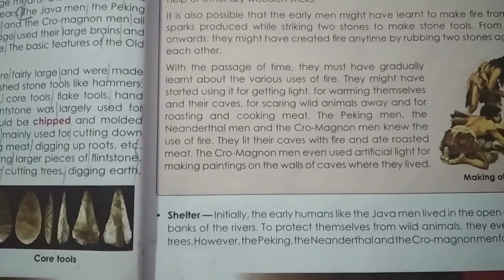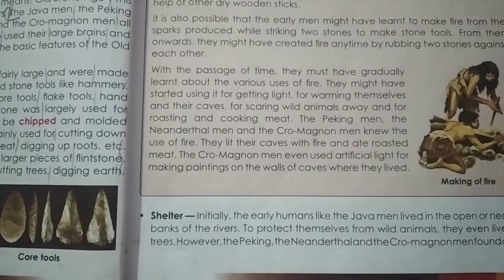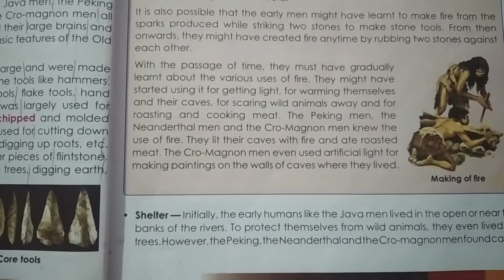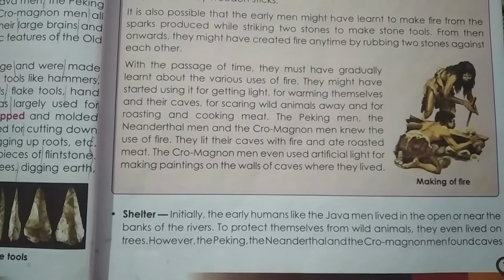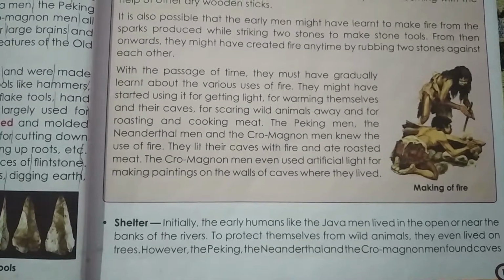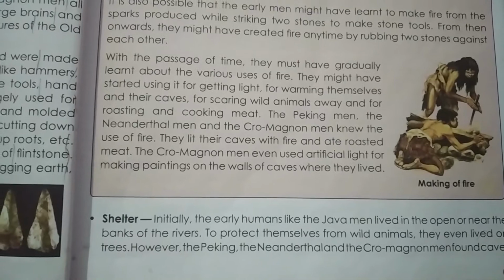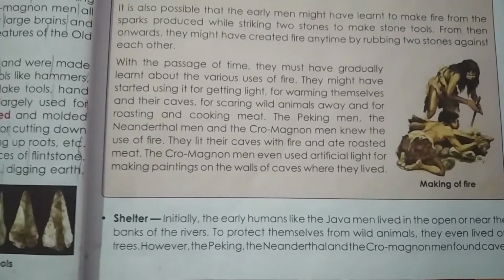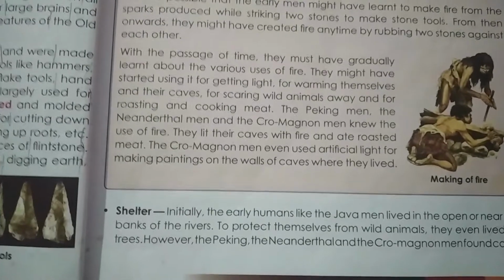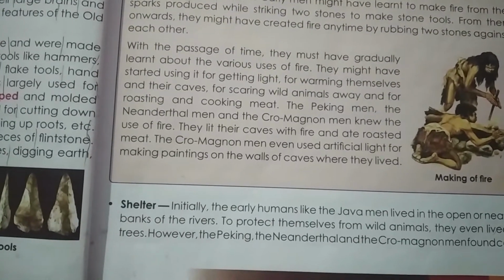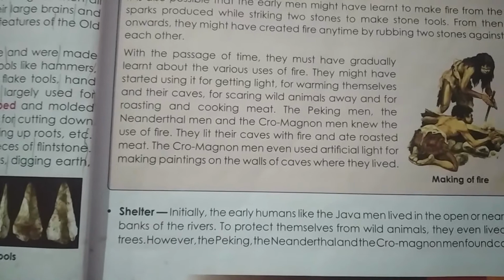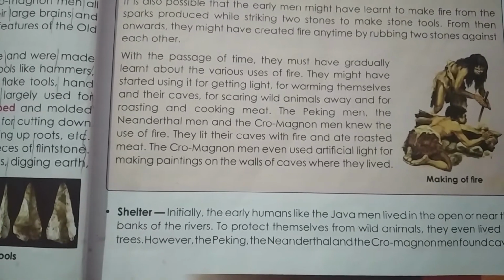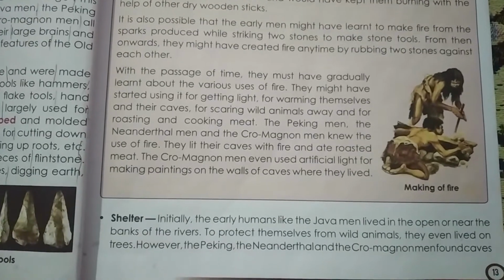Okay, then shelter. Initially, the early humans, like Java men, lived in the open or near the banks of the river. So usually every development takes place on the river banks. Okay, so they lived near the river banks. So they used to live in the open area. Then slowly, to protect themselves from wild animals, they lived on the trees.